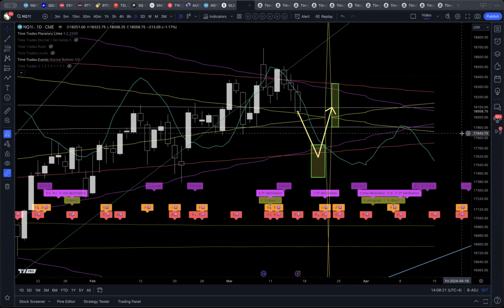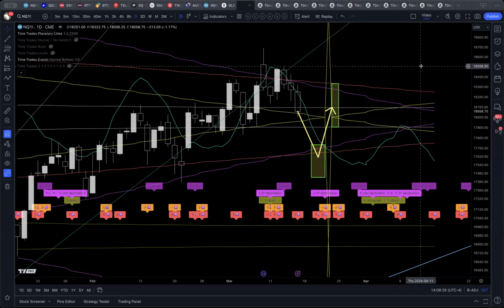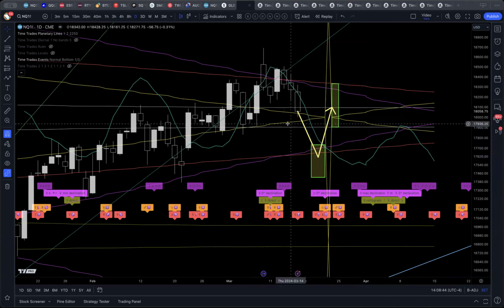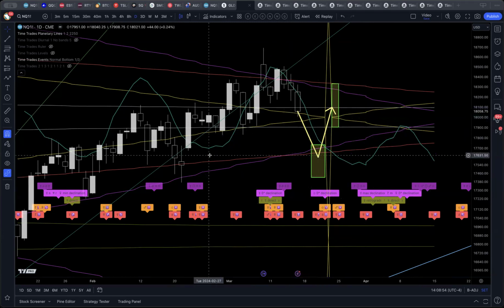It's definitely going to be a week where we want to manage our risk and not overdo it on the size. As always, this is not financial advice. This is just for education purposes to show you how we can use the time trades tooling to come up with a forecast. So this is basically what I'm showing in terms of how to combine all the different data points from time trades together into a coherent forecast that ticks and ties with everything that's going on.